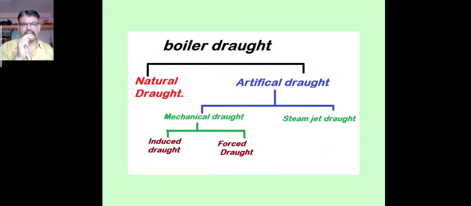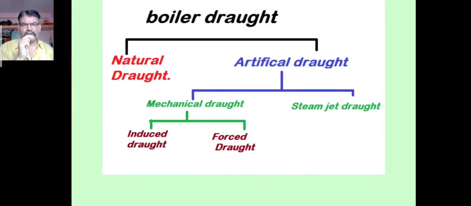You can see the boiler draught is divided basically into two types. One is natural draught, another one is artificial draught. Artificial draught is again divided into mechanical draught, and mechanical draught is again divided into two or three types. One is induced draught, another one is forced draught, one more we can say a balanced draught, and artificial draught also includes steam jet draught. So these are the types of boiler draught.